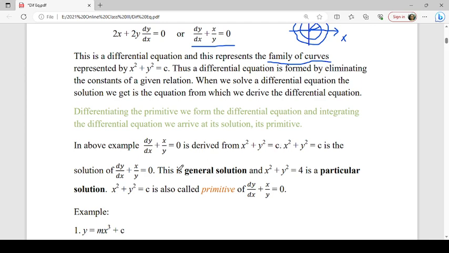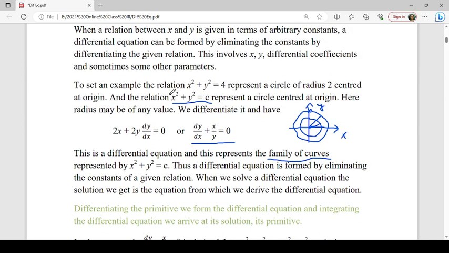We are forming this equation from x square plus y square, and when we solve it, we get this solution. So when we have a differential equation, we need to solve it, and this solution gives us, for this particular equation, the family of curves.